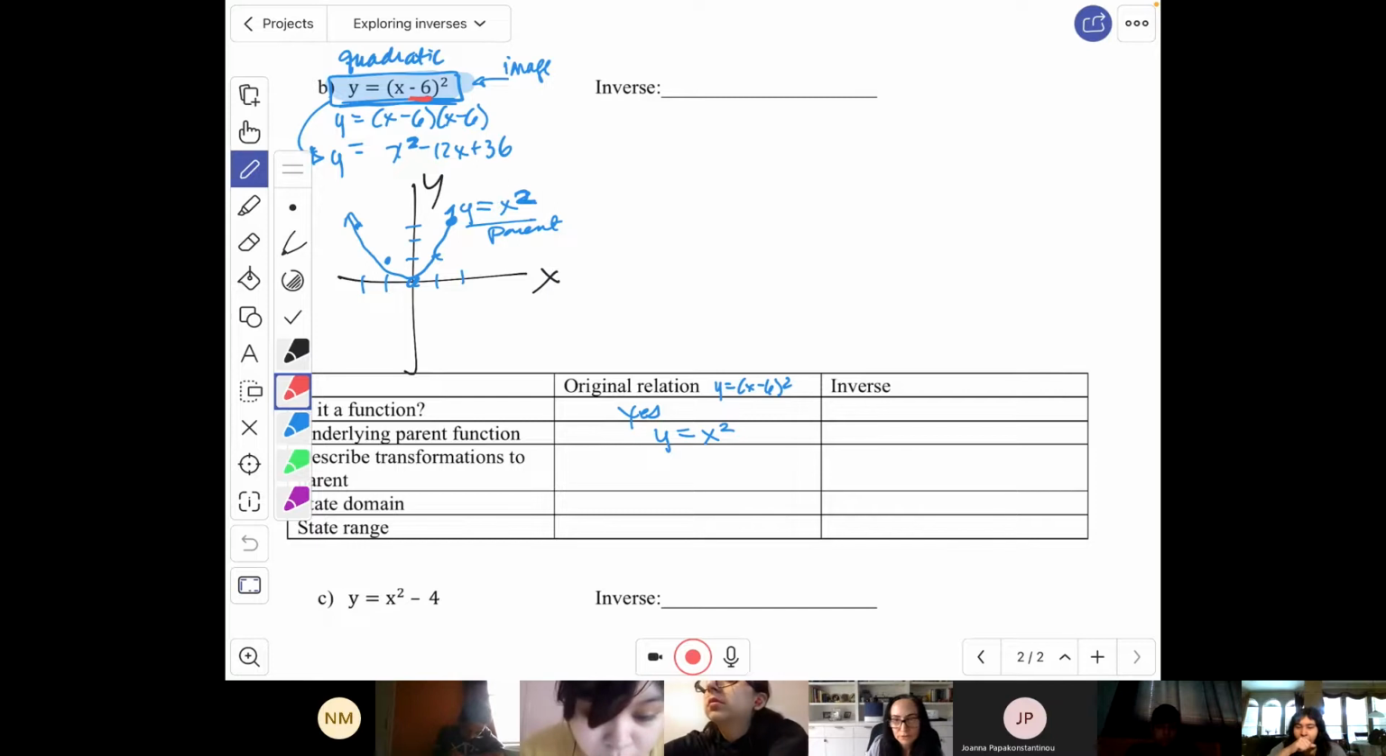You've got to know your transformations. What did this -6 do to this parent? Any ideas? It is a horizontal shift to the right, 6 units.